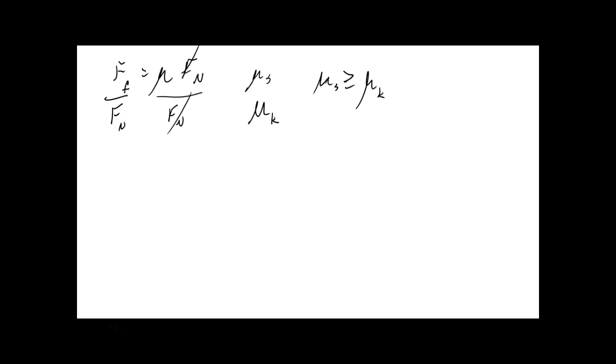Steel on concrete, they don't even give a static friction. I'm not sure why, but kinetic friction, 0.30. Okay? Aluminum on aluminum, they give the static 1.9. They don't do the kinetic. And there is sort of a reason for that.